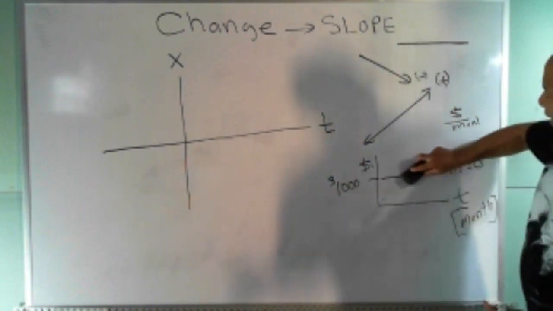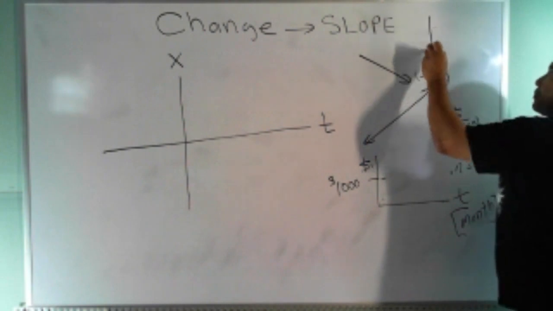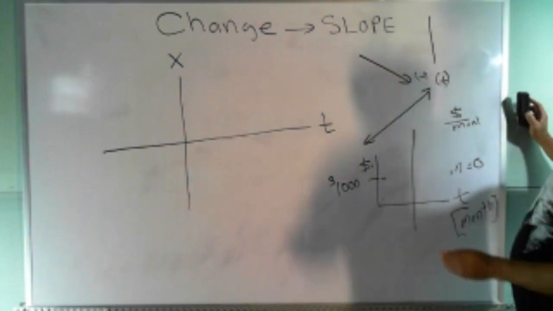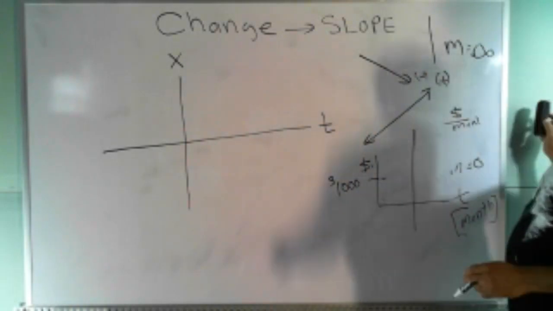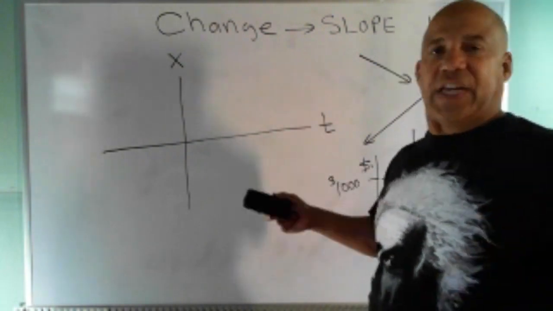And then the other thing I can have is a slope like this, where I have a line like that, and we say that that slope is undefined, and we show that by showing infinity. So slope tells us how fast or how slow something changes.